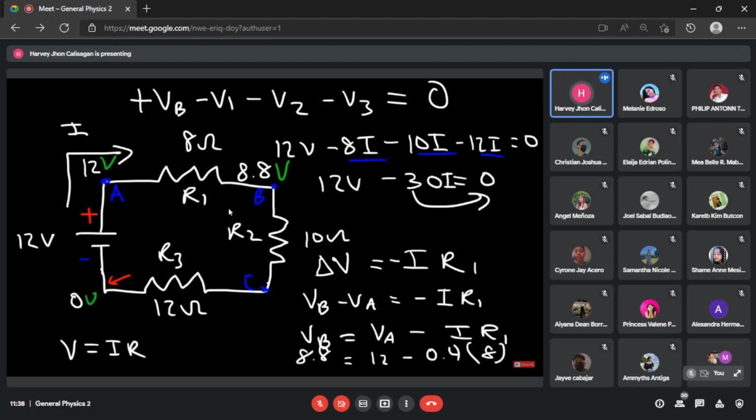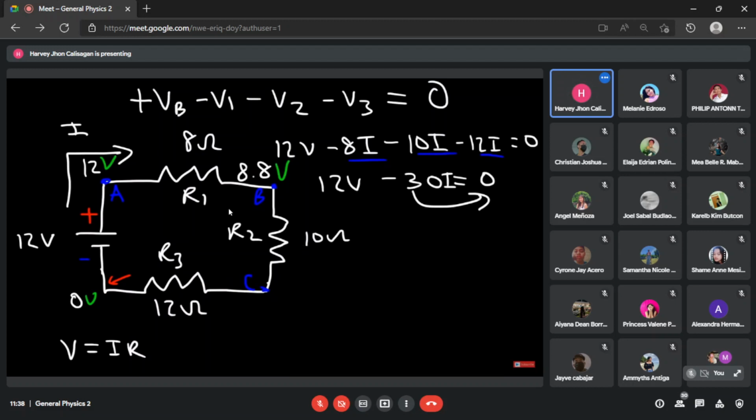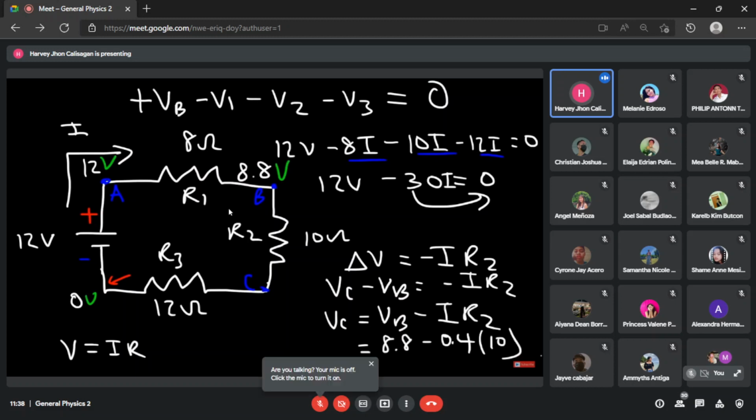Now let's do the same thing for point C. So we can start with this equation. Now this is going to be VC minus VB, that's equal to negative I R2. So the potential at C is going to be the potential at B minus I R2. So at B is 8.8 and the current is 0.4, and R2 is 10. So if you type in 8.8 minus 0.4 times 10, this will give you 4.8 volts. And so that's the potential at C.